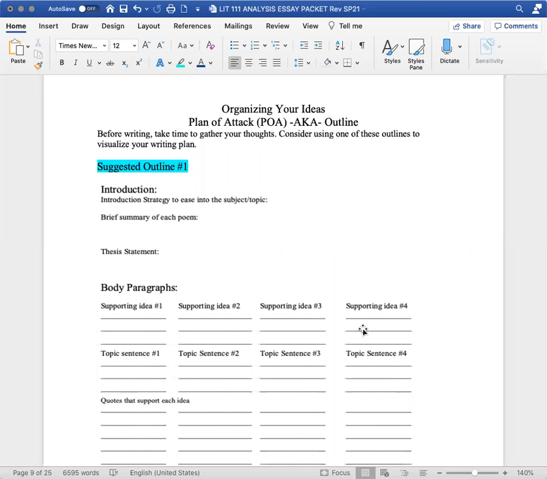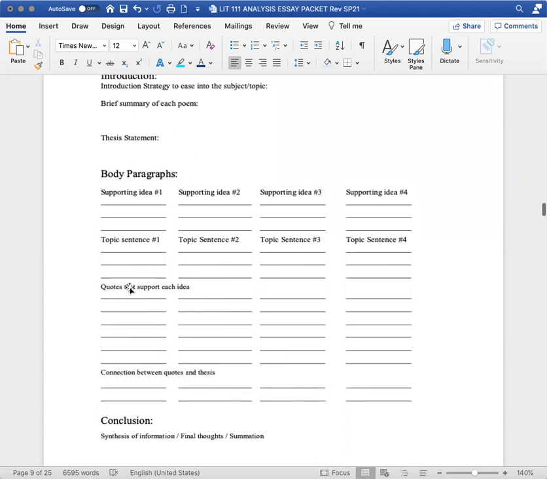And then I have 4 body paragraphs here, but again, the number of body paragraphs really depends on your thesis, what points you want to make, and how you're going to divide it. But in any case, for each of your talking points, you need support. Whether it's quotes or paraphrases, you need support from both poems. And this outline is giving you a line for that bottom bun. So what is the connection between the quotes and your thesis? All right.